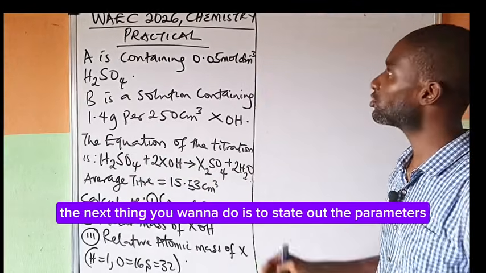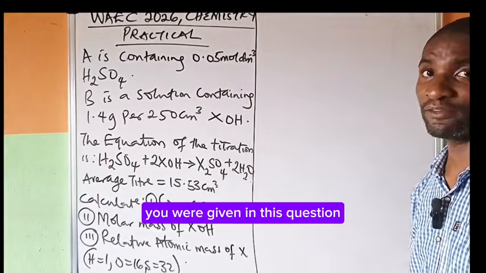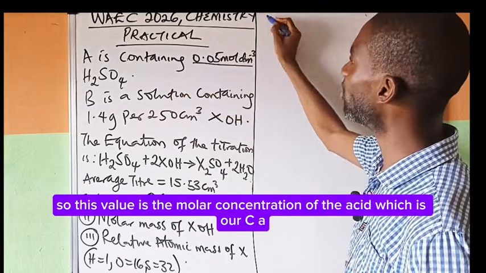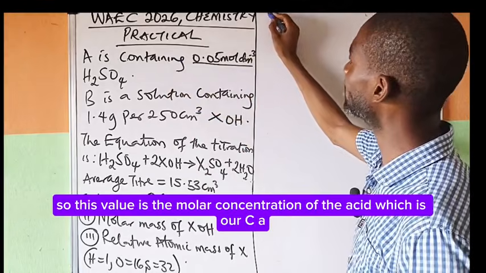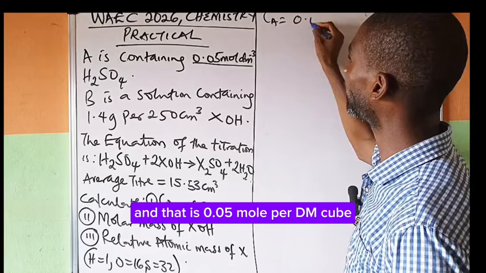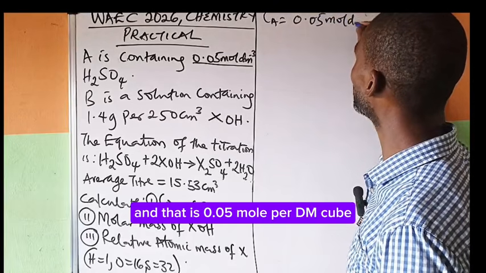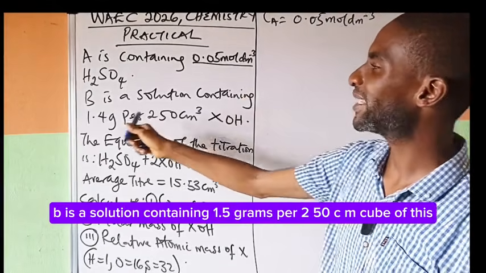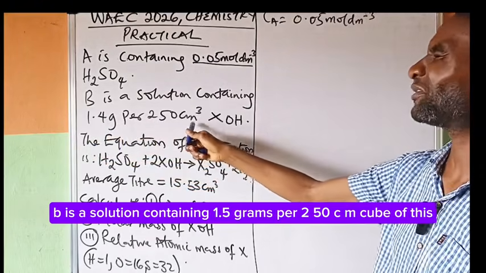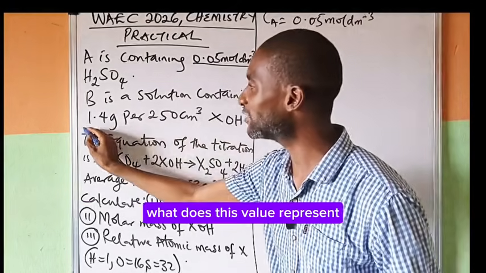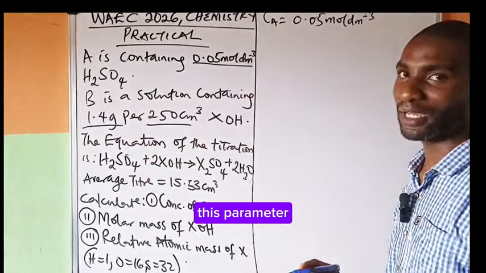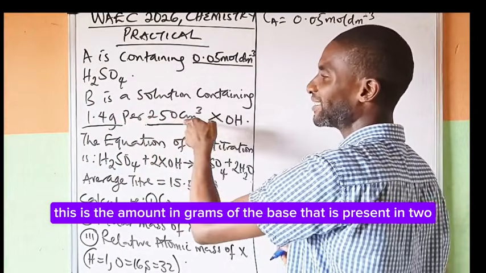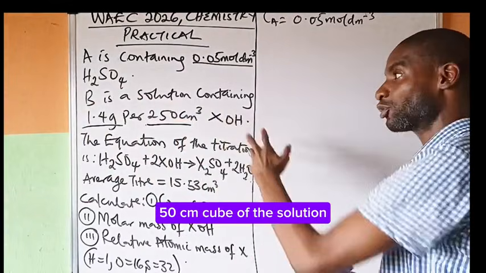The next thing you want to do is to state out the parameters you were given in this question. A is containing this. So this value is the molar concentration of the acid, which is our Ca, and that is 0.05 mole per dm cube. Right. B is a solution containing 1.5 grams per 250 cm cube of this. What does this value represent, this parameter? This is the amount in grams of the base that is present in 250 cm cube of the solution.